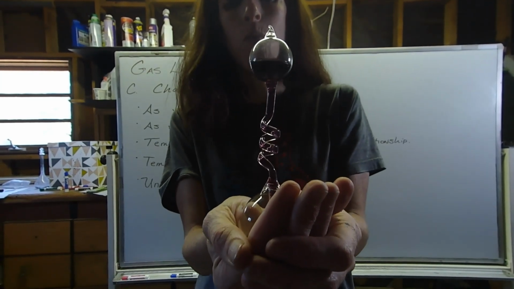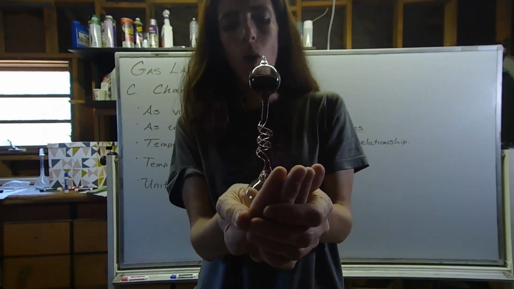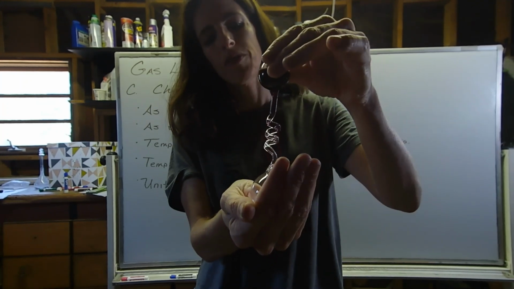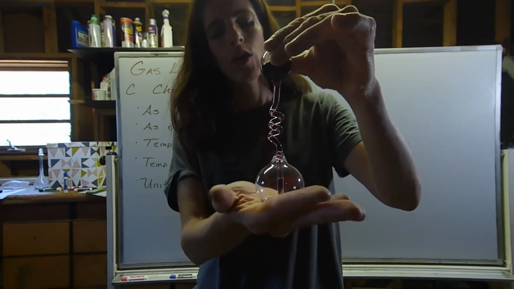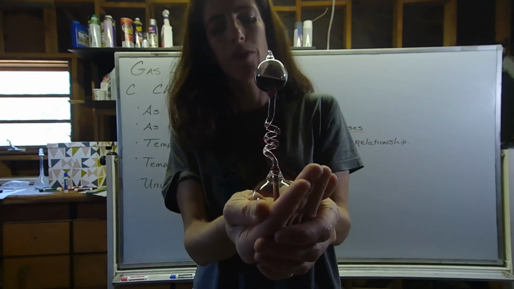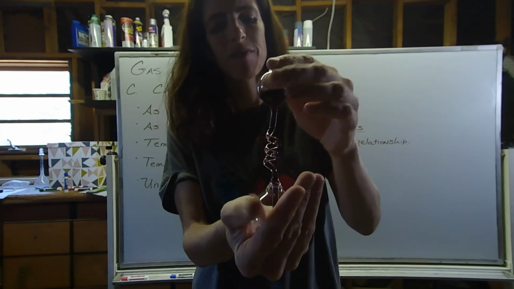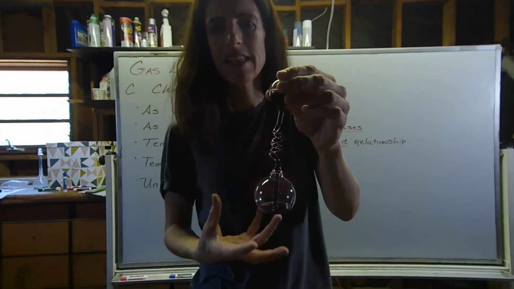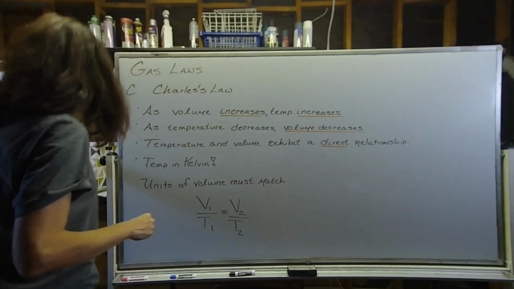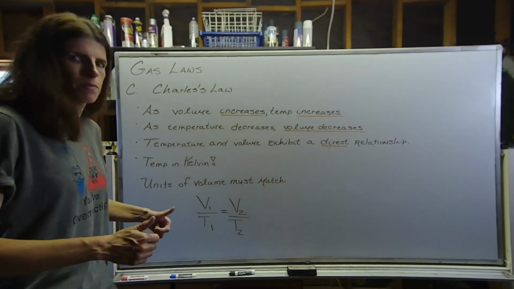And if I get it warm enough and if I hold it long enough, eventually all of the ethanol that was on the bottom goes up to the top. And it quickly reverses itself once the temperature drops. So I just find it really cool, really fascinating. But it's an example of Charles's Law at play. So again, the two exhibit a direct relationship.